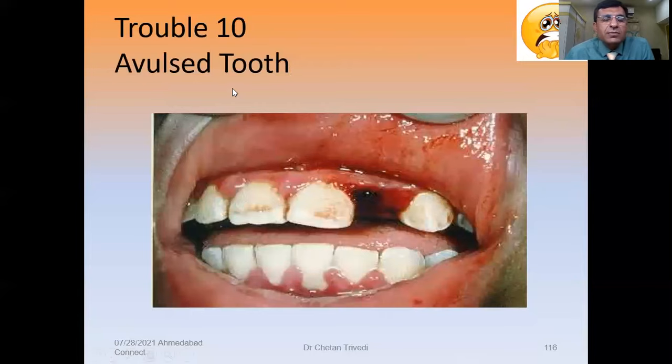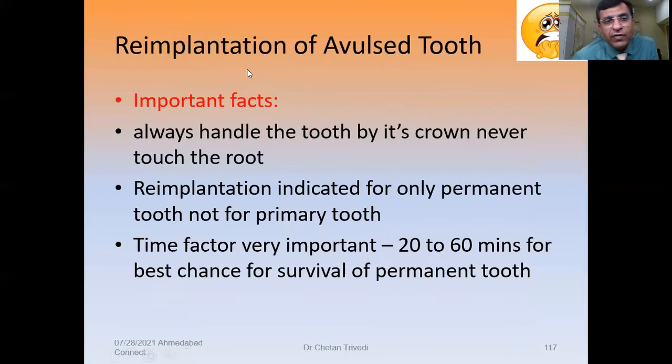So now the last trouble is an avulsed tooth. Now we may come across a child who has been injured, and there's a fall of the tooth and they come with the tooth. So what do we do? Reimplantation, and how and when. So there are some important facts for that.